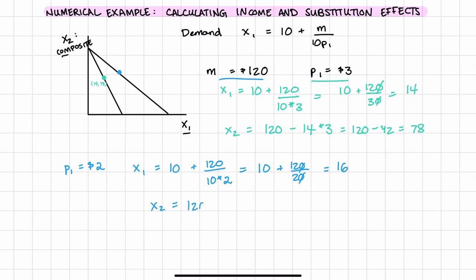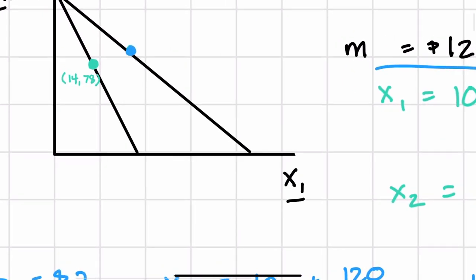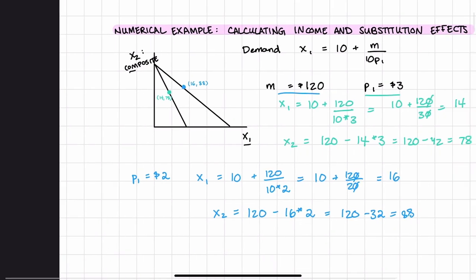x2 is 120, our income, minus our expenditure on good 1. We get 16 units at a price of $2 each, which is 120 minus 32, which is 88. So that's the second point here. We get 16 units of good 1, 88 units of good 2 after the price change.